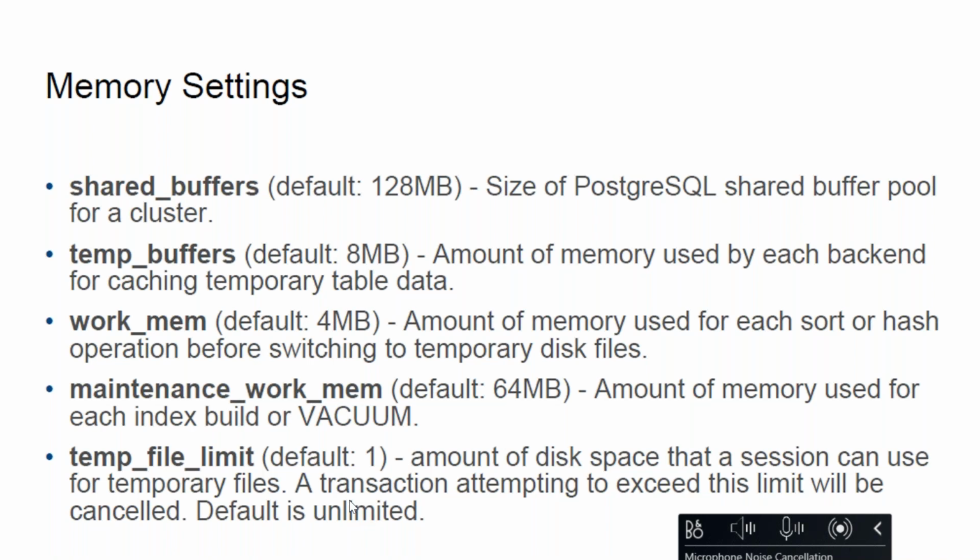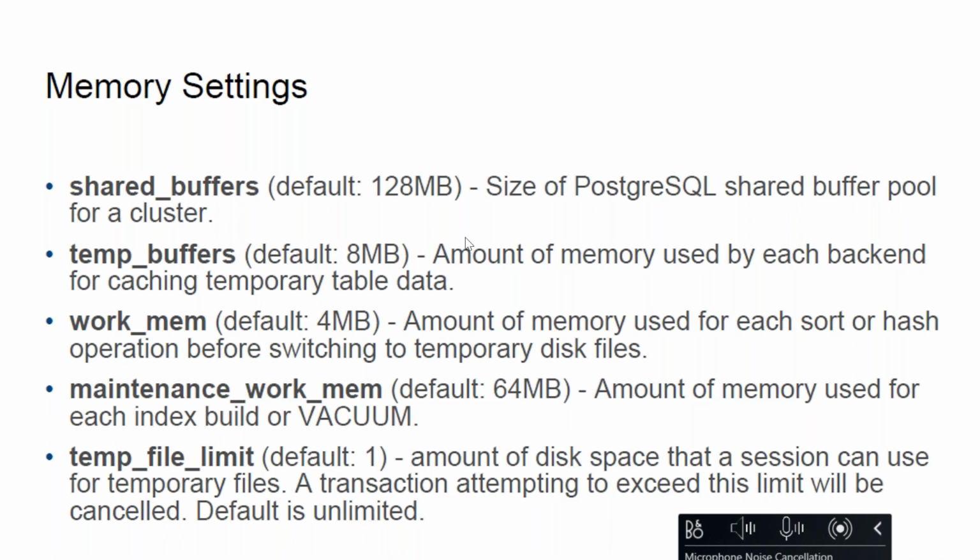Okay, maintenance work memory is only utilized when you fire a command like the vacuum command. When vacuum is fired, then maintenance work memory is being utilized. Temporary file limit: the amount of disk space that a session can use for temporary files. The default is unlimited, so you can have multiple temporary files.